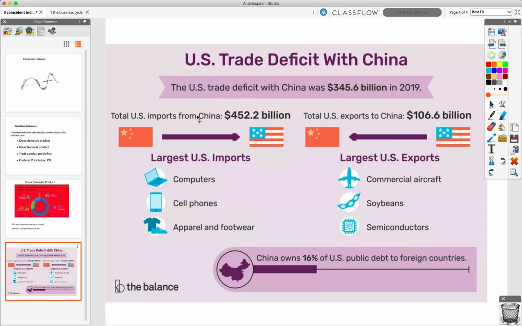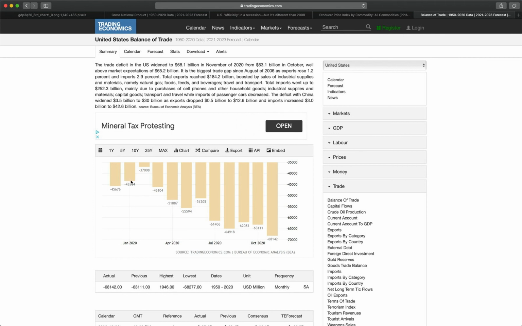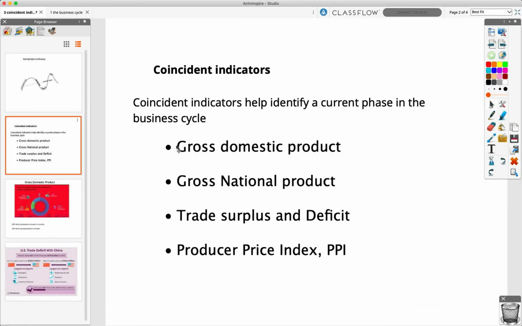And from the previous chart, we have seen the trade deficit keeps growing and growing. So it should be interesting to see where we are headed in the next few months and years. So those are the coincident indicators.